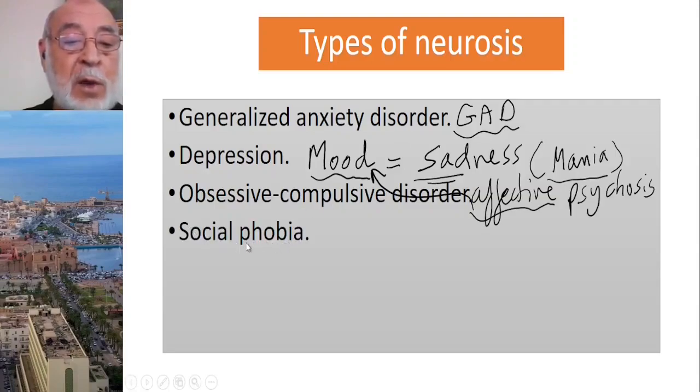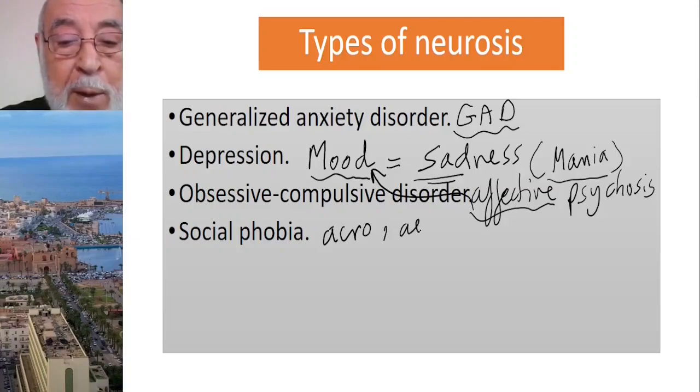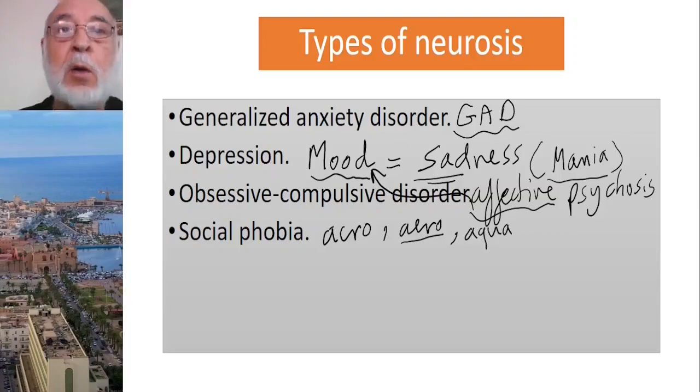The fourth type is known as phobia or social phobia. Social phobia is the fear of certain things, like for example, the fear of heights. That is known as acrophobia. Or fear of flying, that's known as aerophobia. Or fear of water, like aquaphobia.